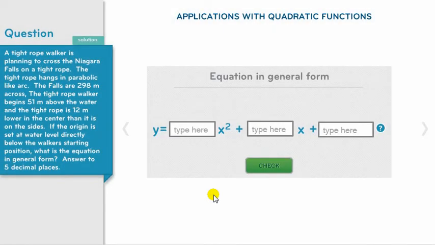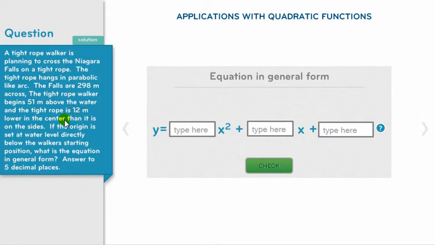In this question, you need to make a quadratic equation that models the rope being used by a tightrope walker as he plans to cross the Niagara Falls. The tightrope hangs in a parabolic arc, and the falls are 298 meters across. The tightrope walker begins 51 meters above water, and the tightrope is 12 meters lower in the center than it is on the sides.